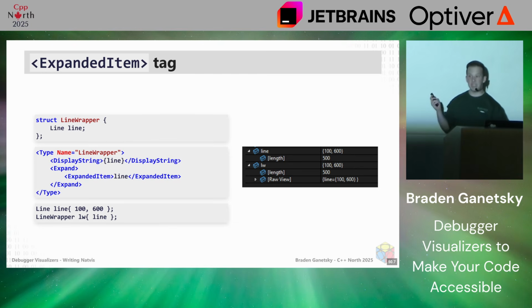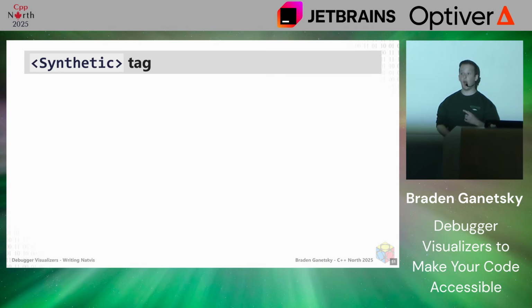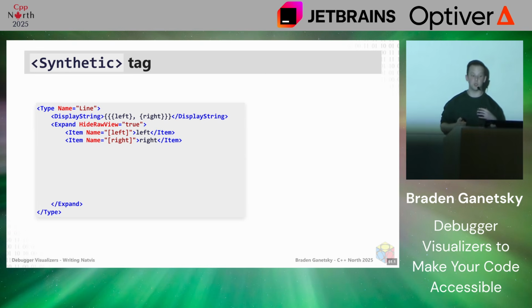Notice that they are exactly the same, except there's a raw view on LW. And the reason there's a raw view is because I didn't tell it not to. Otherwise, they are identical. So they have the same items, and if I updated line's NatViz, then the NatViz for LW will automatically work no matter what I specify for line. There's an opposite of that. There's Synthetic, which is where you take some things and put them into an artificial child.